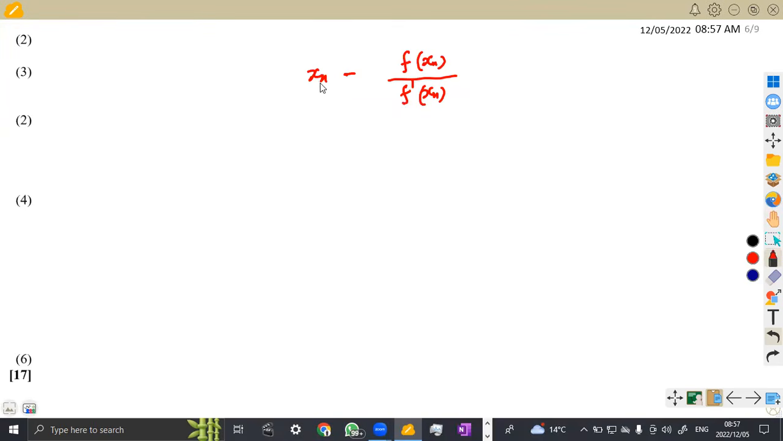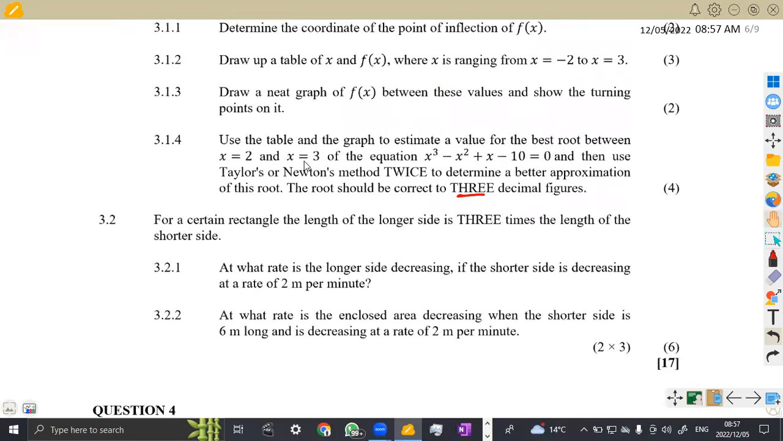So x_n is actually the first value that you're going to have, which is your estimate. From 2 to 3, you can just estimate your x_n, which is your x1 in this case, by adding 2 plus 3 divided by 2, the midpoint, which is 5 over 2, that is 2.5. So you can start with 2.5 as your x naught, or your x1. I don't know which way is best for you, but this is your first value, 2.5.